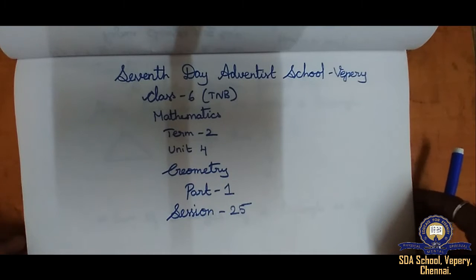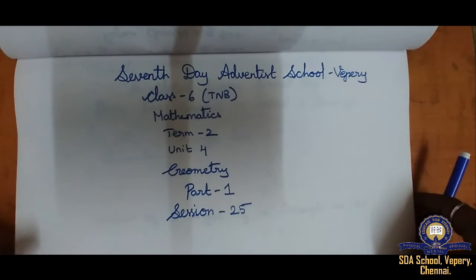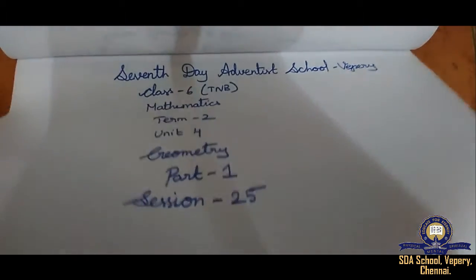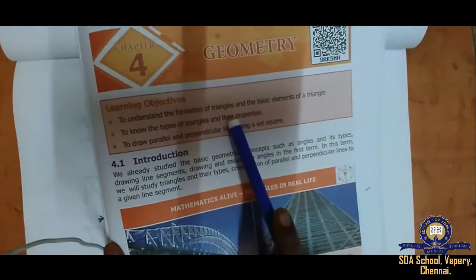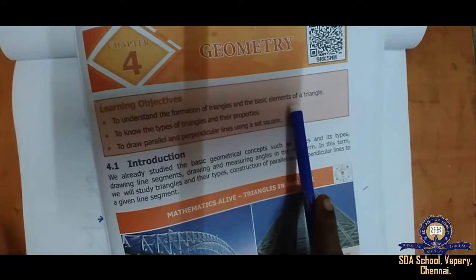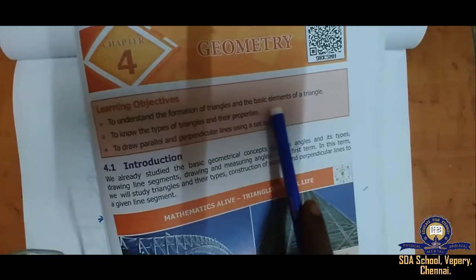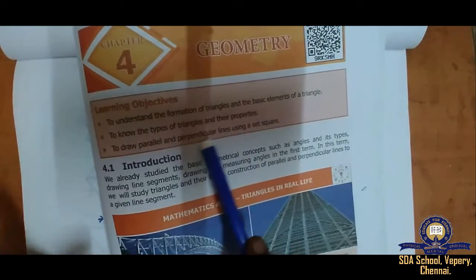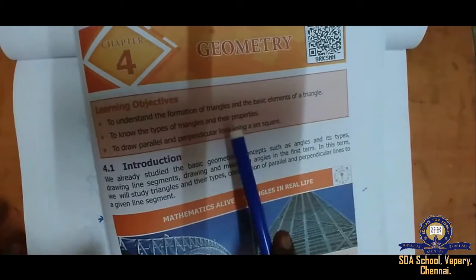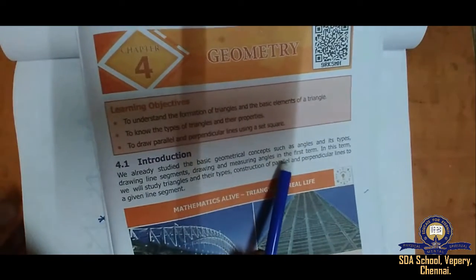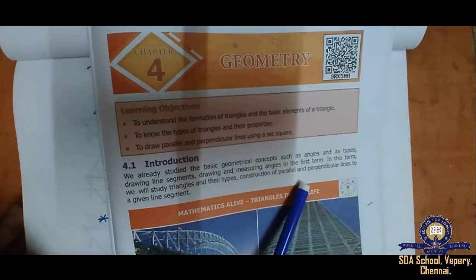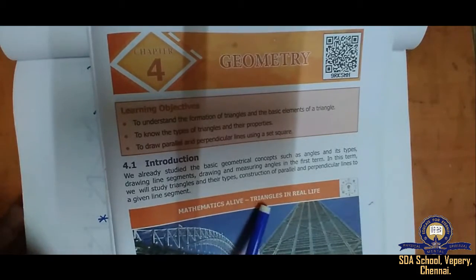Today we are going to see 6th standard mathematics class, term 2, unit 4. Chapter name is Geometry, part 1, session 25. Here in this geometry, we are going to see page number 57 in your textbook. To understand the formation of a triangle and the basic elements of a triangle, we are going to learn triangle and its properties, parallel and perpendicular lines using a set square. Mostly we are going to concentrate on triangles and what are the things based on sides and based on angles.